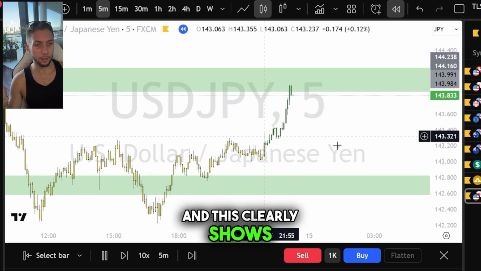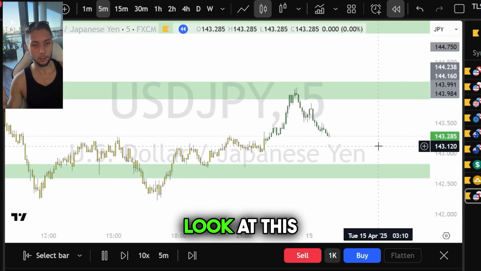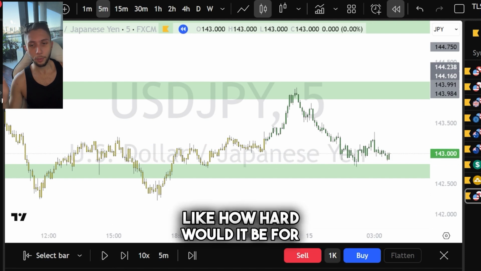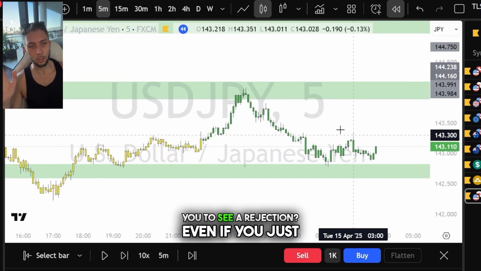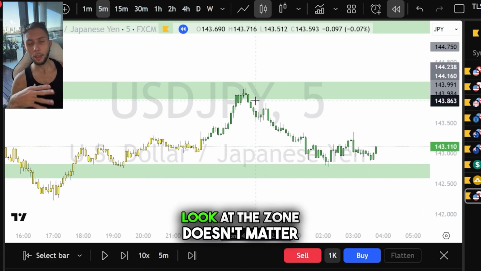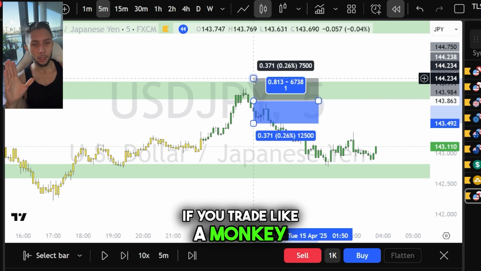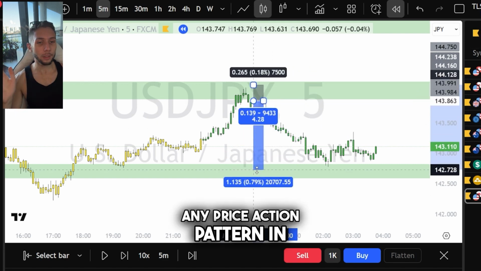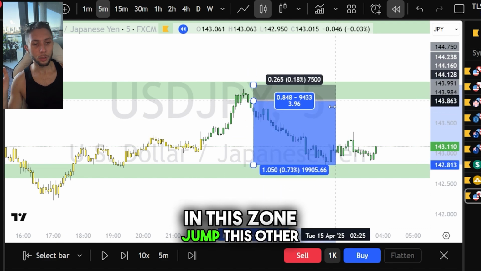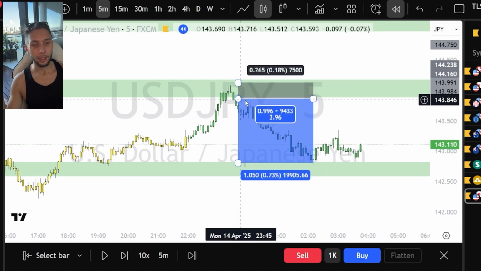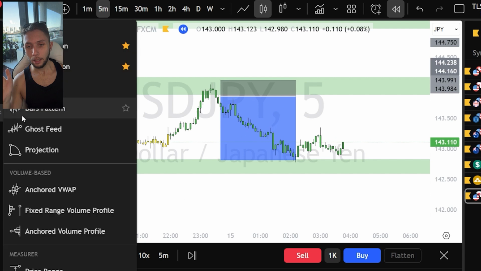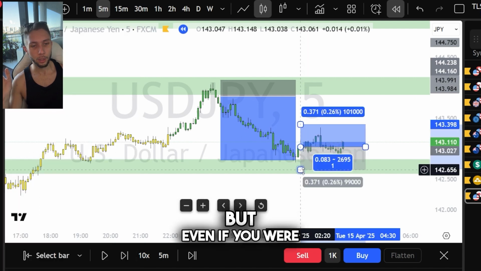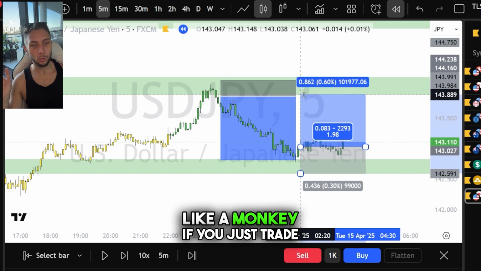And this clearly shows. Look at this. I don't even know what's gonna happen, but look how it bounces from zone to zone. How hard would it be for you to see a rejection? Even if you just look at the zone, it doesn't matter if you trade like a monkey, I'll give you my pattern. But if you trade any price action pattern in this zone, just this other zone, look at this. Any. And the same thing here. Now here we are past the half pretty much, but even if you were like a monkey, you just trade from zone to zone.